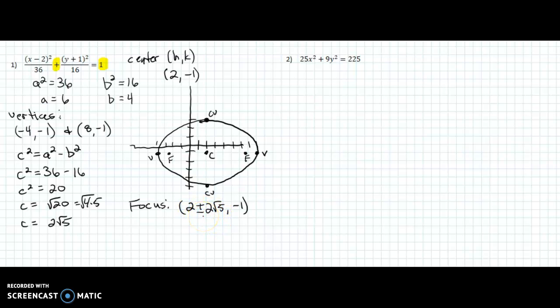One thing you'll notice about the focus, or the foci on the ellipse, is that they are always inside of the ellipse. So if they're outside of the ellipse, you've done something wrong. Okay, let's look at this other one.